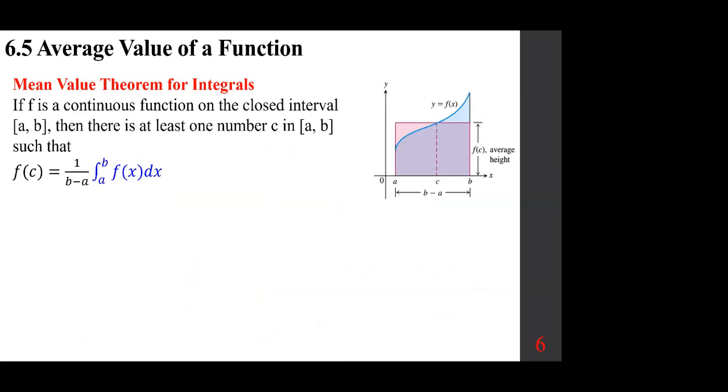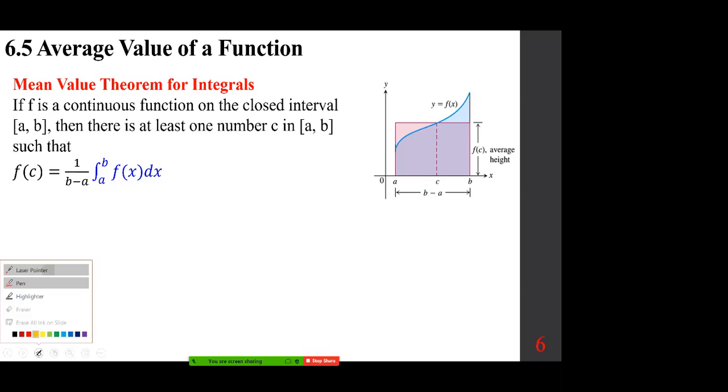I'm going to quickly repeat that with the mean value theorem for integrals, which says if f is a continuous function on the closed interval from a to b, then there is at least one number c in that interval such that f of c is equal to 1 over b minus a times the integral from a to b of f of x dx. And that's the same thing I was just going over. There is somewhere in between.